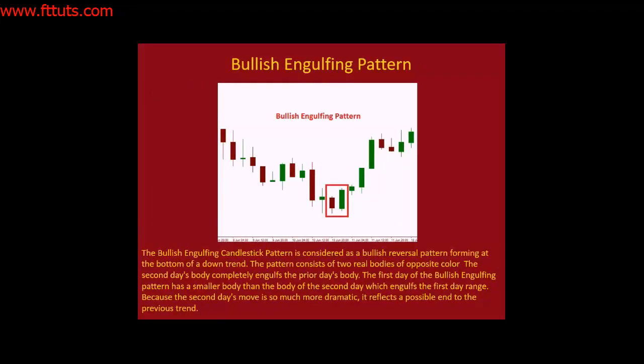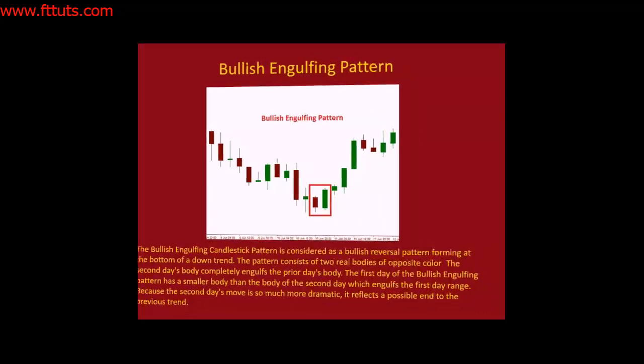Bullish engulfing pattern. The bullish engulfing candlestick pattern is considered a bullish reversal pattern forming at the bottom of a downtrend. The pattern consists of 2 real bodies of opposite color. The second day's body completely engulfs the prior day's body. The first day of the bullish engulfing pattern has a smaller body than the body of the second, which engulfs the first day range. Because the second day's move is so much more dramatic, it reflects a possible end to the previous trend.